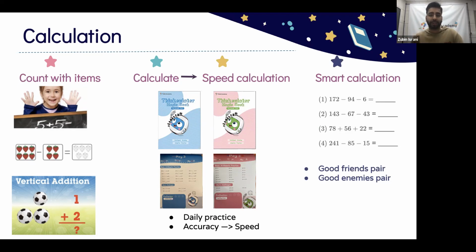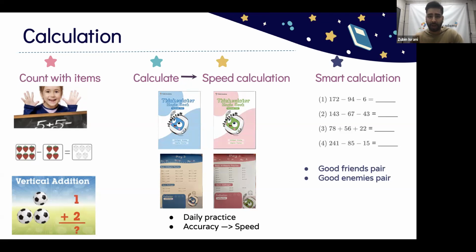So the speed calculation is not just speed, but it has to be a targeted plan based on your strengths and weaknesses. And also it needs to be gradual. You can't just say, okay, today we're doing the worksheet in 10 minutes, tomorrow 5 minutes, and then let's see how fast you can do. It needs to be gradual. So that's your 3rd level of calculation.